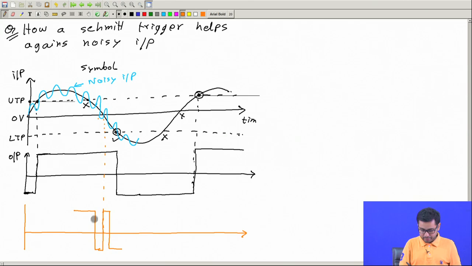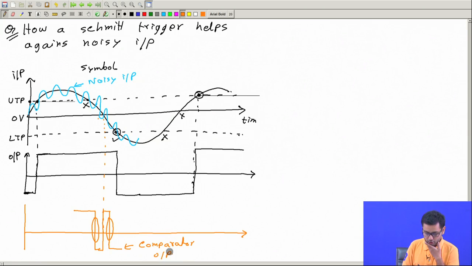And so instead of getting one edge here, we are getting two edges. One is this, another is this, two falling edges. So count will increase by a factor of 2. So this is the output from a normal comparator.